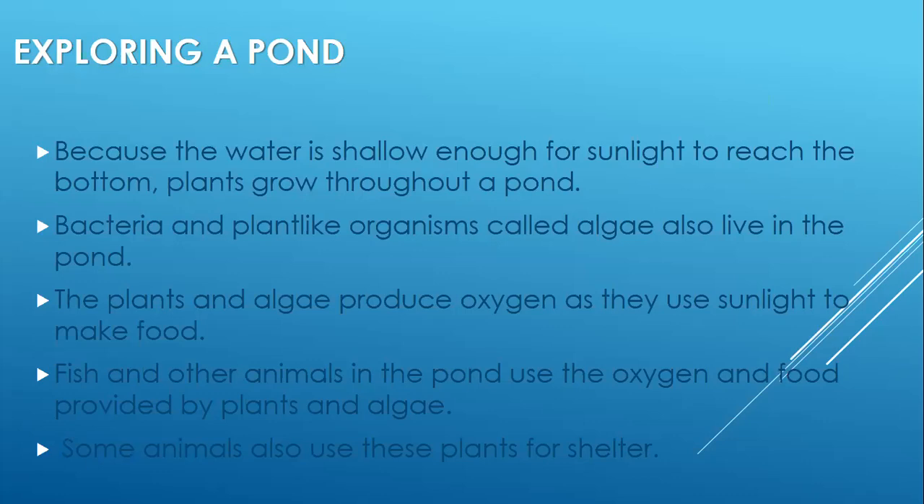And in the pond, the fish and other animals use the oxygen and food provided by the plants and algae. And that's very good for them. It's like they are sharing their own food. Also some animals use these plants for shelter. You will get some animals finding shelter and hiding among these plants.